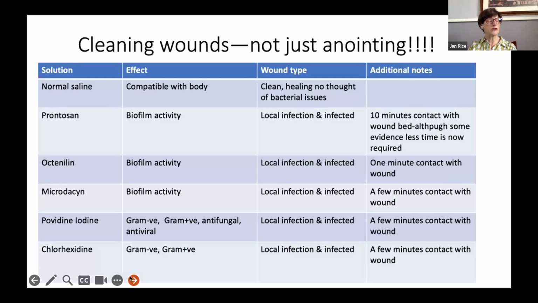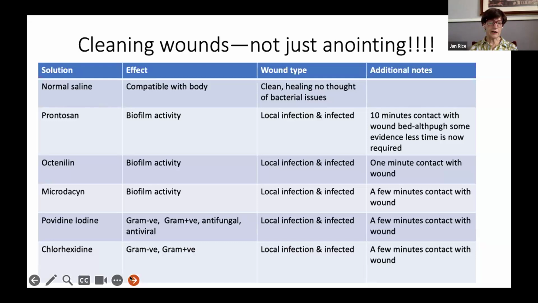So it's probably best that you talk to your representative who is selling Prontosan. The octenidine is gaining a foothold in the wound cleansing environment. Microdacyn, probably not seeing as much of that now because another company bought out that company and is now selling Granudacyn, but they're very similar products. Of course, I'm a povidone iodine person. I love Betadine. That's a brand name, but it is povidone iodine.